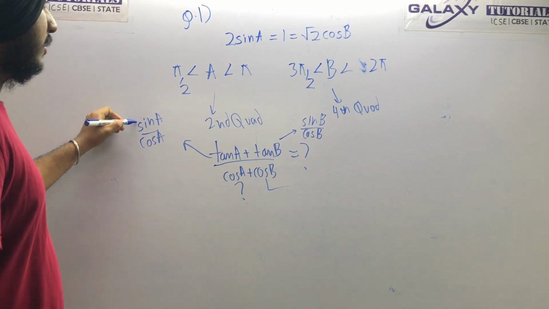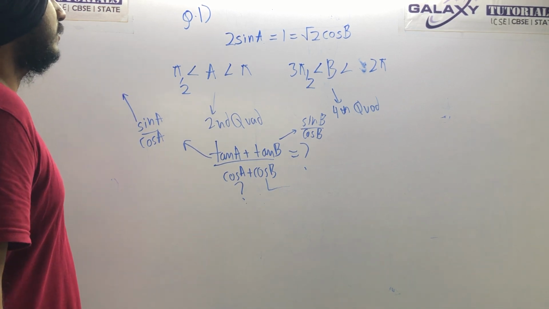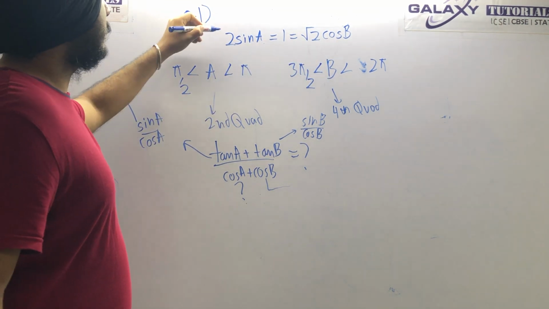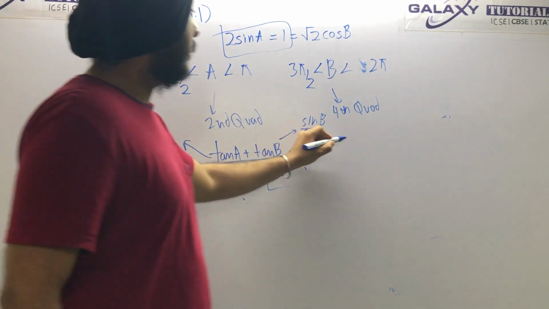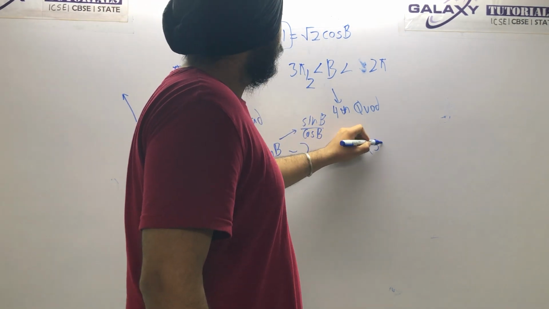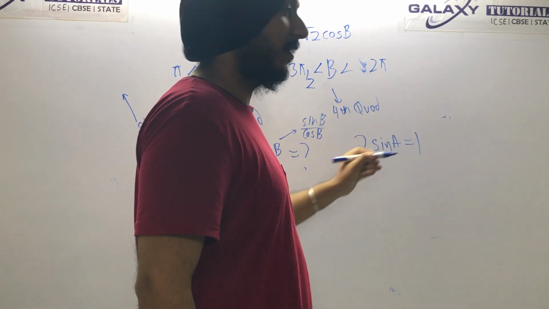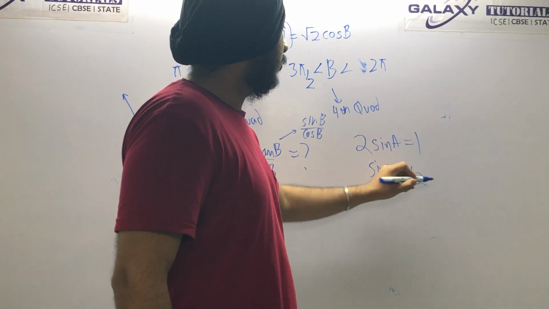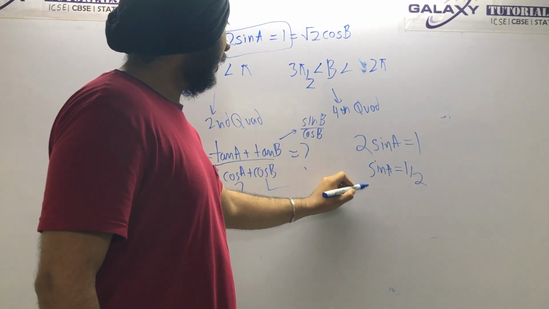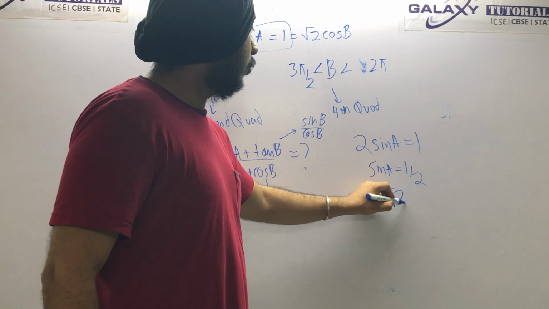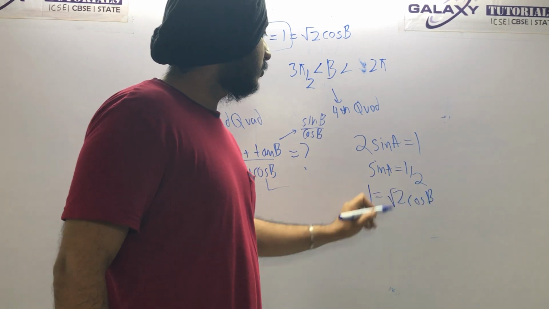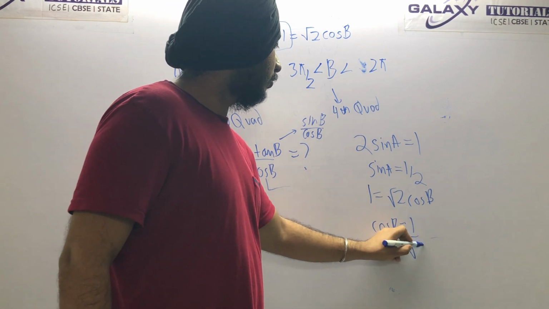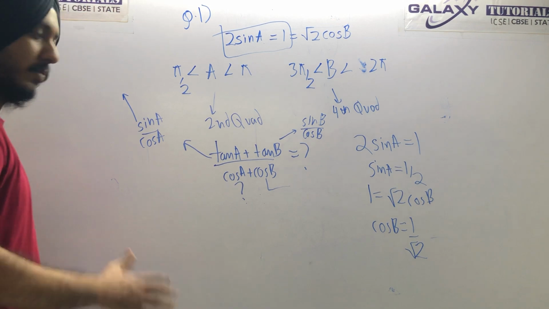So we know the value of sin a also. Okay, now the thing is, see, how will you find? You don't get confused. See, what is the meaning of this equation? 2 sin a, just separate these two equations. 2 sin a is equal to 1. You can write it like this. So sin a is equal to 1 by 2. Okay. Also you can write it like this: 1 is equal to root 2 cos b. So you can say cos b will be how much? 1 upon root 2. Okay, now you know the value of sin a and cos b.